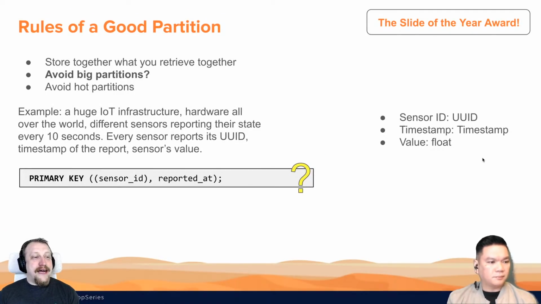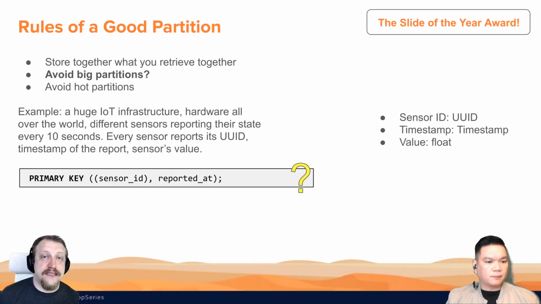And I told you to avoid big partitions, but there is a thing to avoid even more. Let's take a look at the example of IoT, Internet of Things. Huge Internet of Things infrastructure, hardware all over the world. Different sensors reporting their state every 10 seconds. Every sensor in the report specifies its universally unique ID, timestamp, when it happened, and the sensor's value. So let's say sensor ID is a UUID, timestamp is a timestamp, and value is, well, float or integer, doesn't matter for our example.